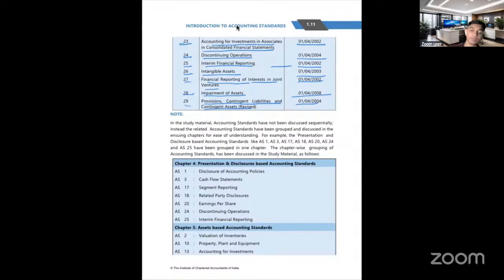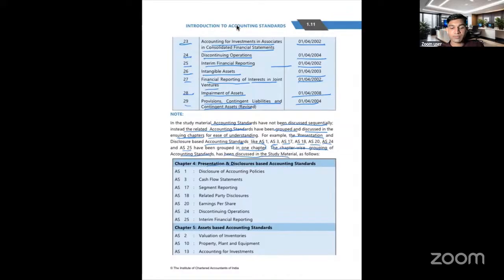Now, in the study material, accounting standards have not been discussed sequentially. Instead, the related accounting standards have been grouped and discussed in the ensuing chapters for ease of understanding. For example, the presentation and disclosure-based accounting standards, those are AS1, AS3, AS17, AS18, AS20, AS24, and AS25, have been grouped in one chapter. The chapter-wise grouping of the accounting standards discussed in the study material is as follows.